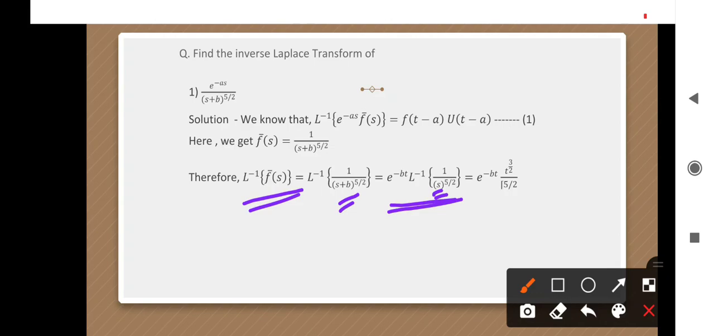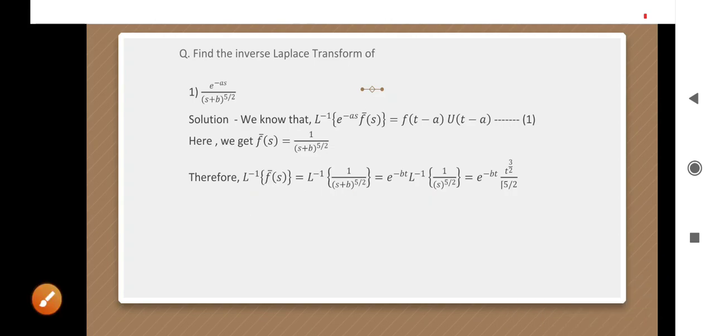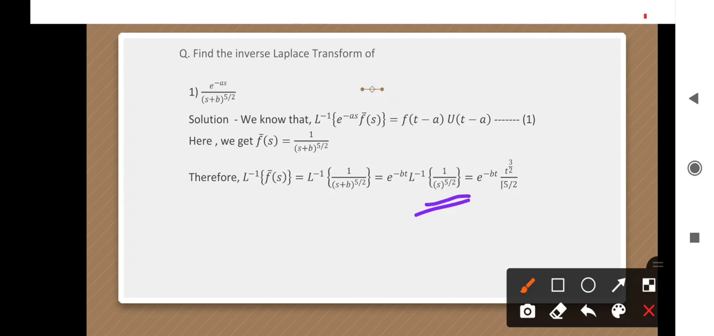Now since this function is in the form of 1 upon s raised to n with n a fraction, not an integer, you have to apply the corresponding result for inverse Laplace transform of 1 upon s raised to n as t raised to n minus 1 divided by gamma n. Here n is 5 by 2, so n minus 1 means 3 by 2. So the numerator here becomes t raised to 3 by 2 and the denominator is gamma 5 by 2.